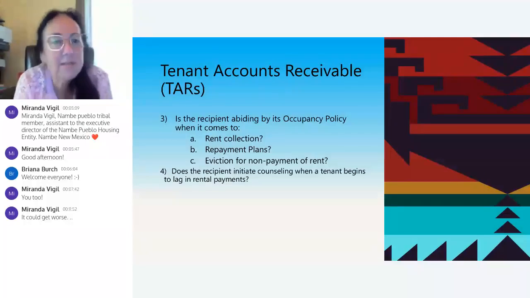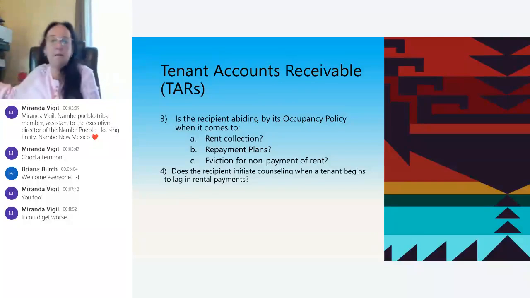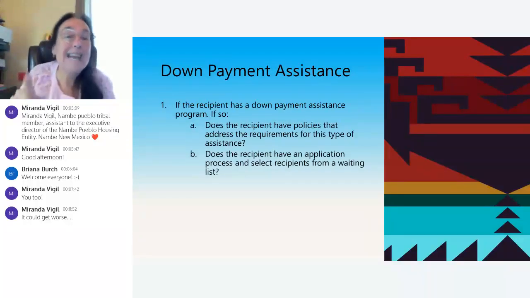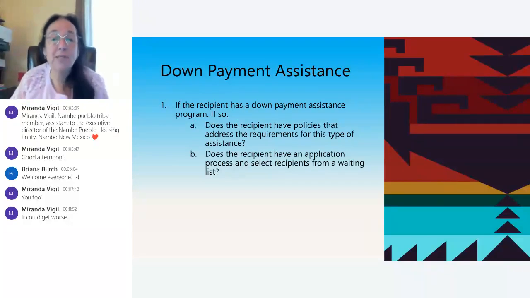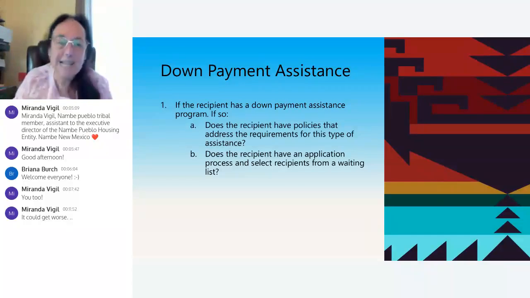So, for the recipient: are you abiding by your occupancy policy when it comes to rent collection, repayment plans, eviction for non-payment of rent? Does the recipient initiate counseling when a tenant begins to lag in rental payments? If the recipient has a down payment assistance program, does the recipient have policies that address the requirements for this type of assistance? Do you have an application process and select recipients from a waiting list? Remember, I told you, you've got to have a waiting list. HUD requires it.